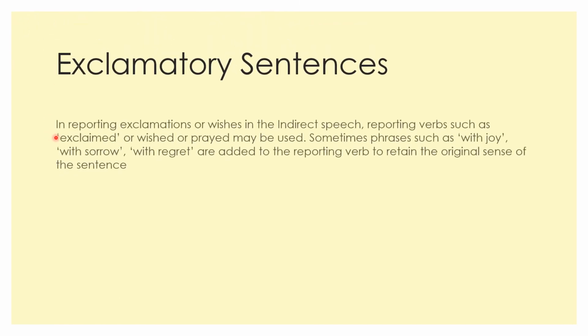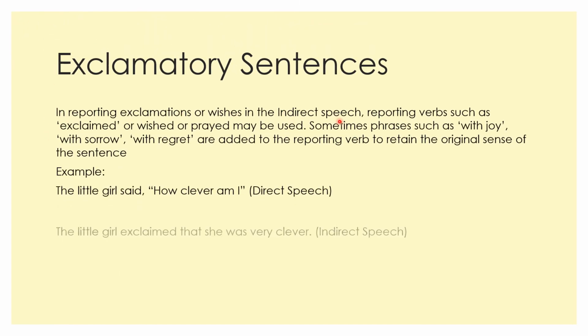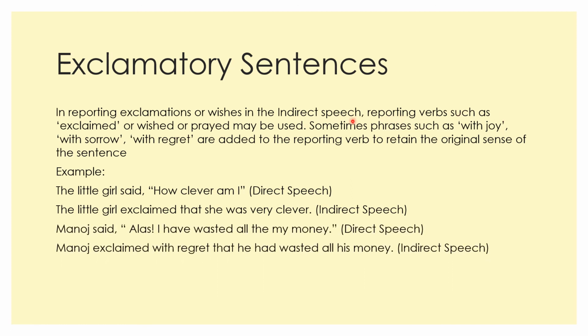Exclamatory sentences. In reporting exclamations or wishes in the indirect speech, reporting verbs such as exclaimed or wished or prayed may be used. Sometimes phrases such as with joy, with sorrow, with regret are added to the reporting verb to retain the original sense of the sentence. Look at the following example. The little girl said, "How clever am I!" How clever am I is an exclamatory sentence. Now, the reporting verb is said. So the rule says that we have to change this reporting verb to exclaimed, wished, or prayed. So I have taken it as exclaimed.